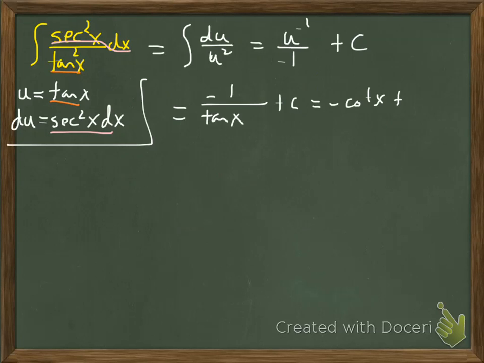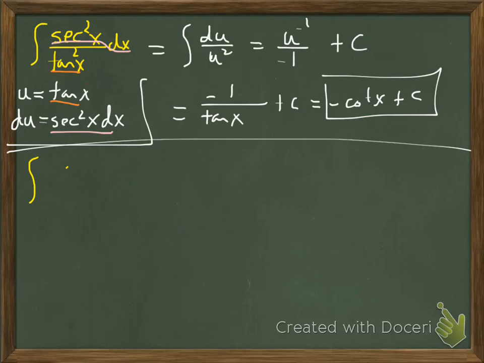And if you want to write the reciprocal of tan, it's cotan. If you want to write it as negative cotan plus c, that's fine. Or if you want to leave it as negative 1 over tan x plus c, that's fine too. I'd probably want to do the negative cotan though. Okay? And then if you take the derivative of this, you should get back to this, secant squared over tan squared. Okay?